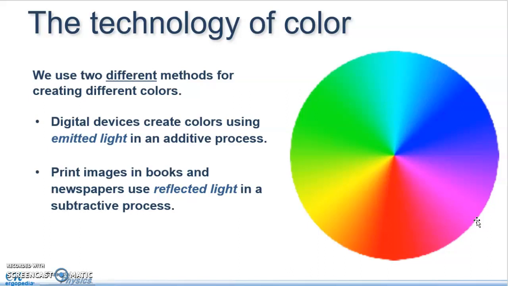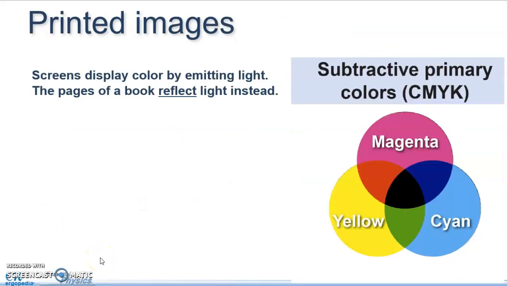Alright, so there's a couple of different methods for creating colors. And this might be why sometimes you're like, gosh, that color I see on my screen doesn't really match up very well with how it prints out. Some of that may be the printer quality, but some of that is there's some difficulty in changing between emitted light for producing a color and reflected light. So that comes about in a subtractive process.